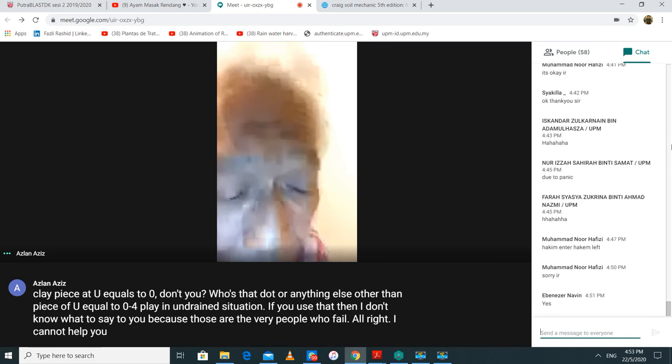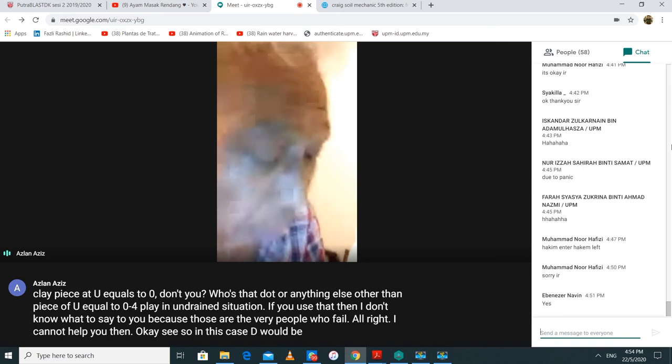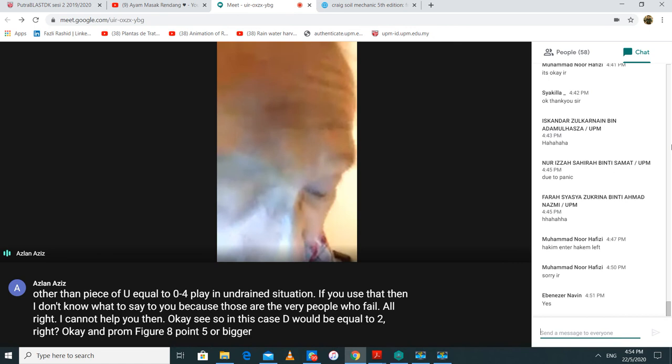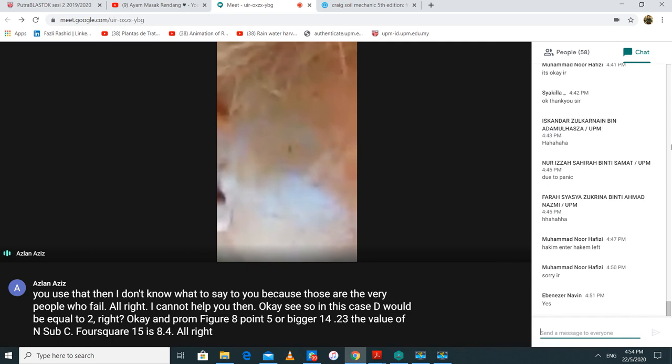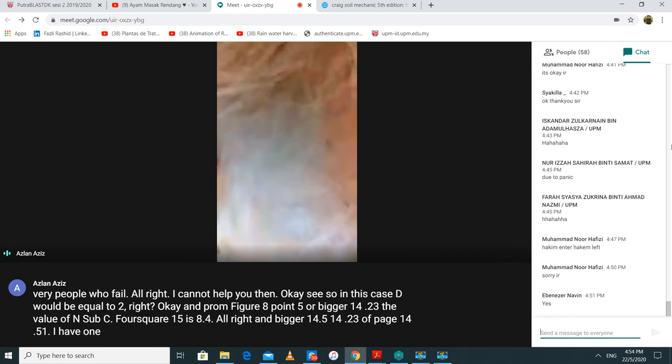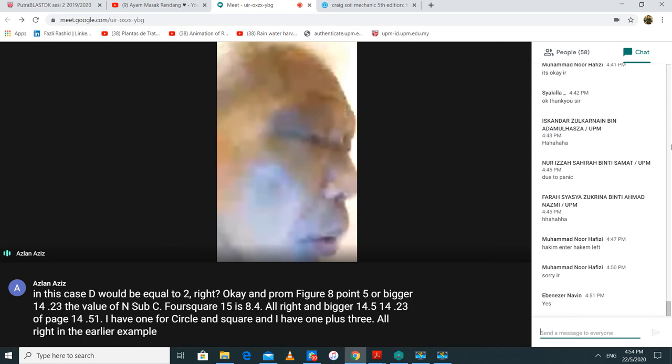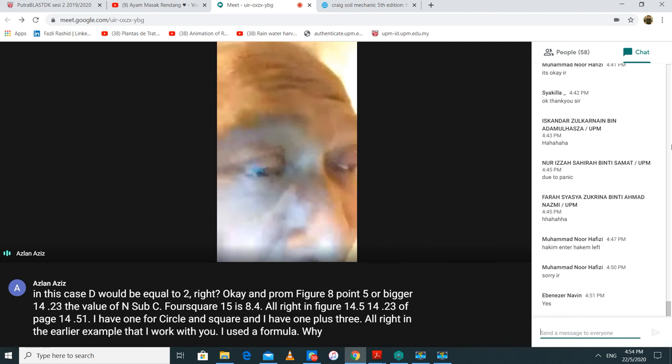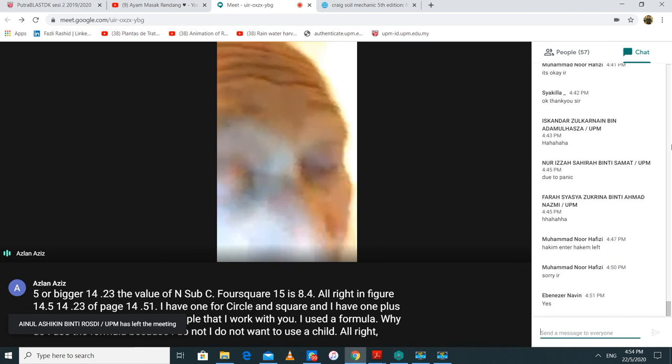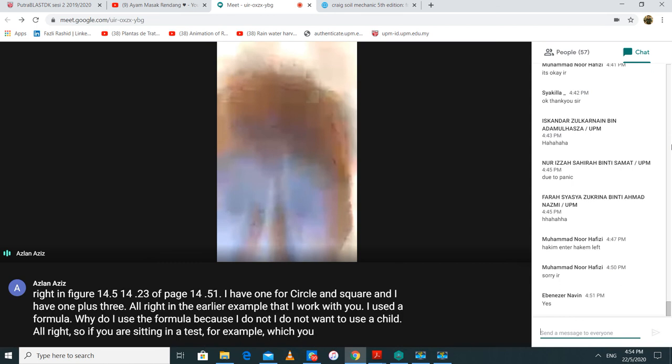So, in this case, D over B equals 2, and from figure 8.5 or figure 14.23, the value of N sub C for a square footing is 8.4. In figure 14.23 on page 14.51, I have one for circle and square, and one for strip. In the earlier example that I worked with you, I used a formula. Why do I use the formula? Because I do not want to use a chart. If you are sitting in a test, which you probably won't, I'm speaking of the flexibility of doing things.